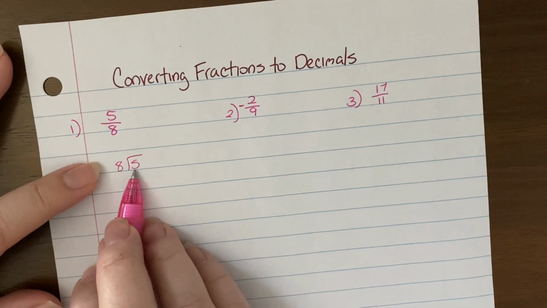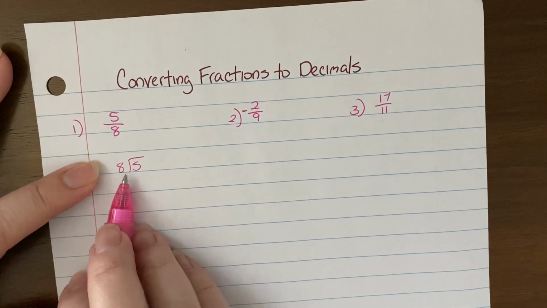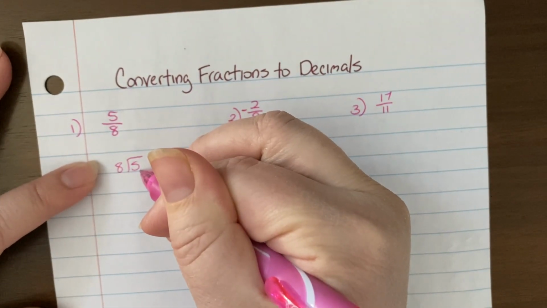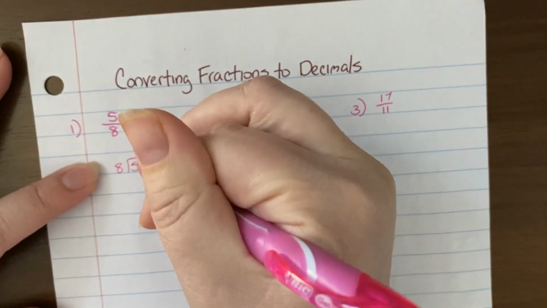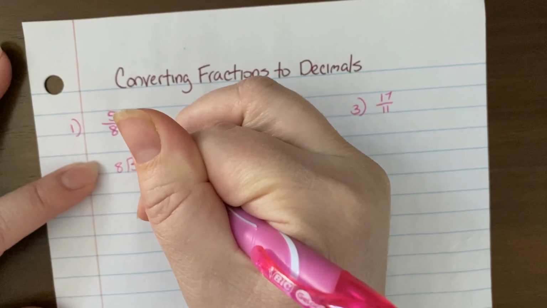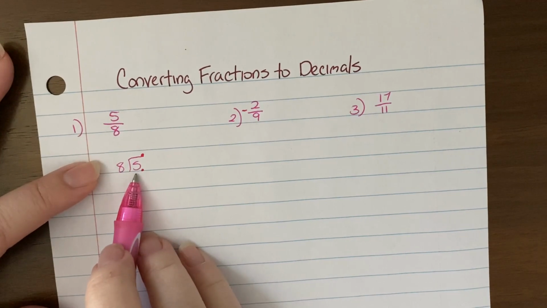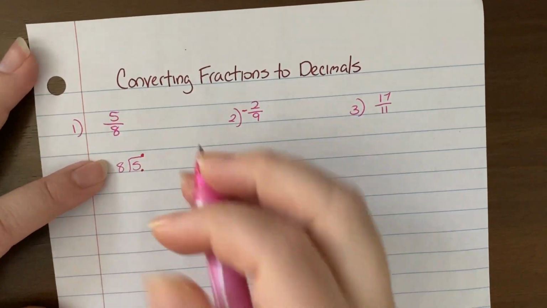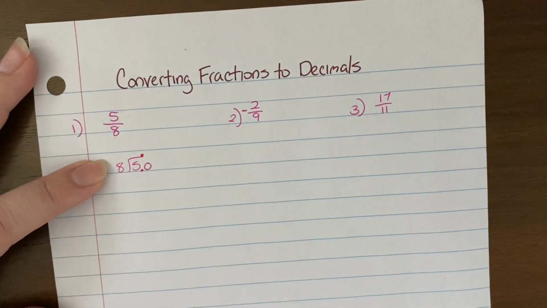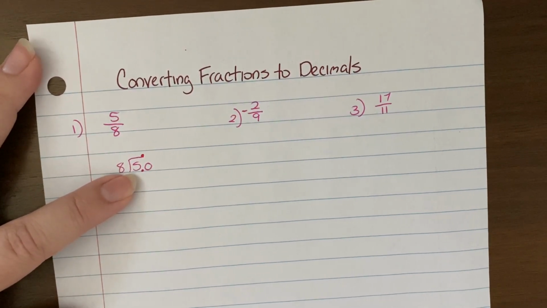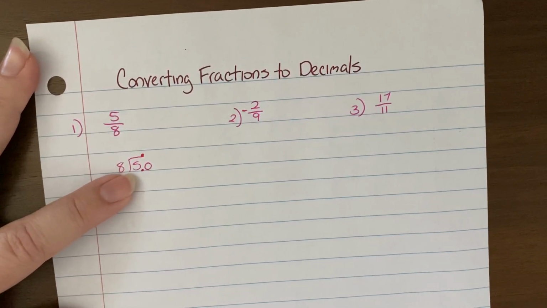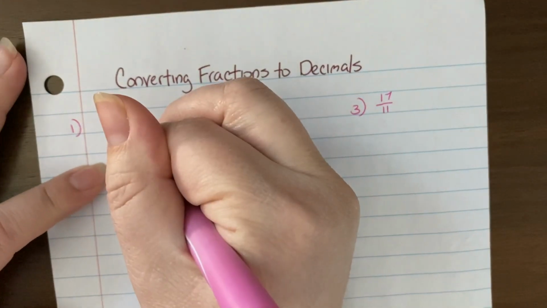Now, 8 does not actually go into 5 because 8 is bigger than 5. So there is a hidden decimal point after that 5. And we're going to transfer that decimal point up to the top there so we know where our decimals are going to be. And if you remember, when we divide, you have to add zeros if the number will not go into the other number. So 8 will now go into 50. How many times does that happen?